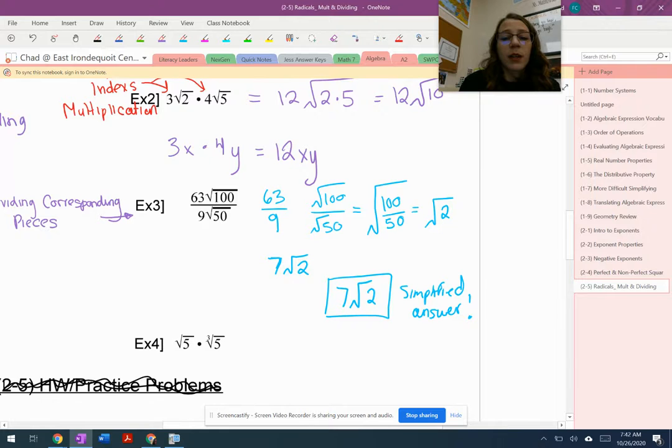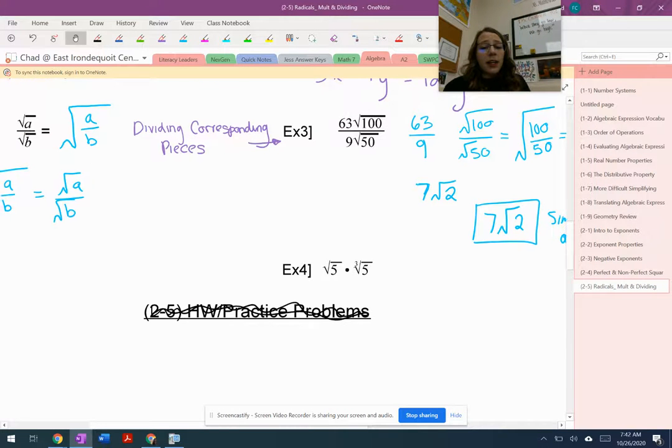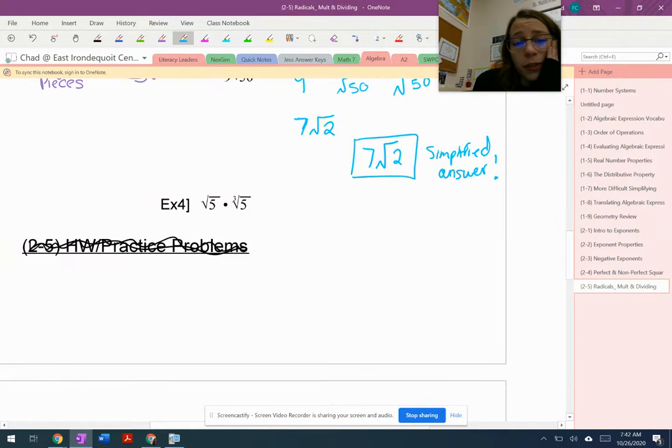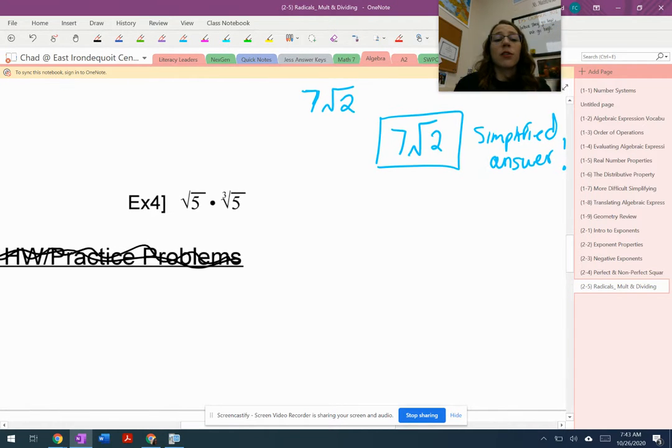Boom. And then finally, our last example here, jumping back to multiplication, we have the square root of 5 times the cube root of 5. And you might be thinking that that would get you the cube root of 25, but you are wrong. You cannot do this.